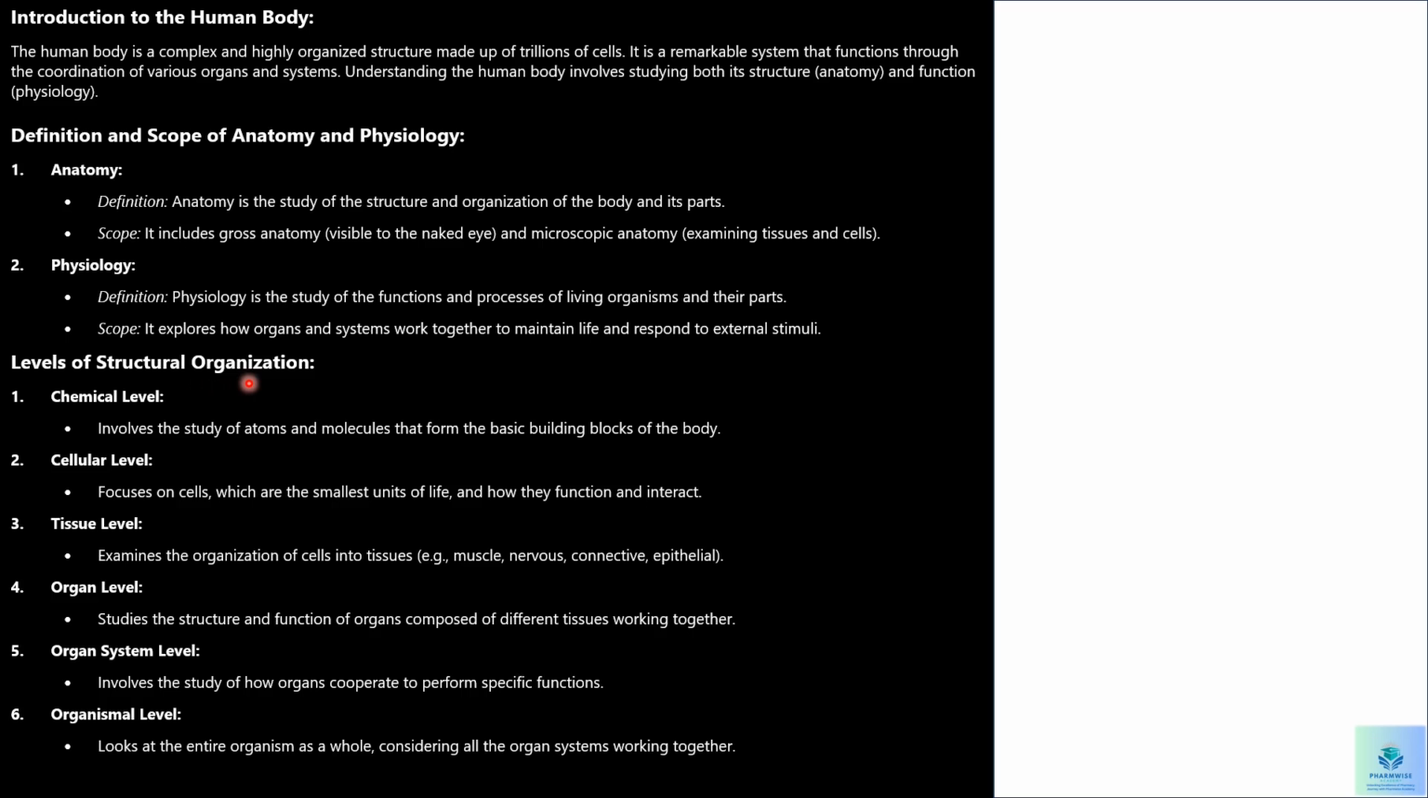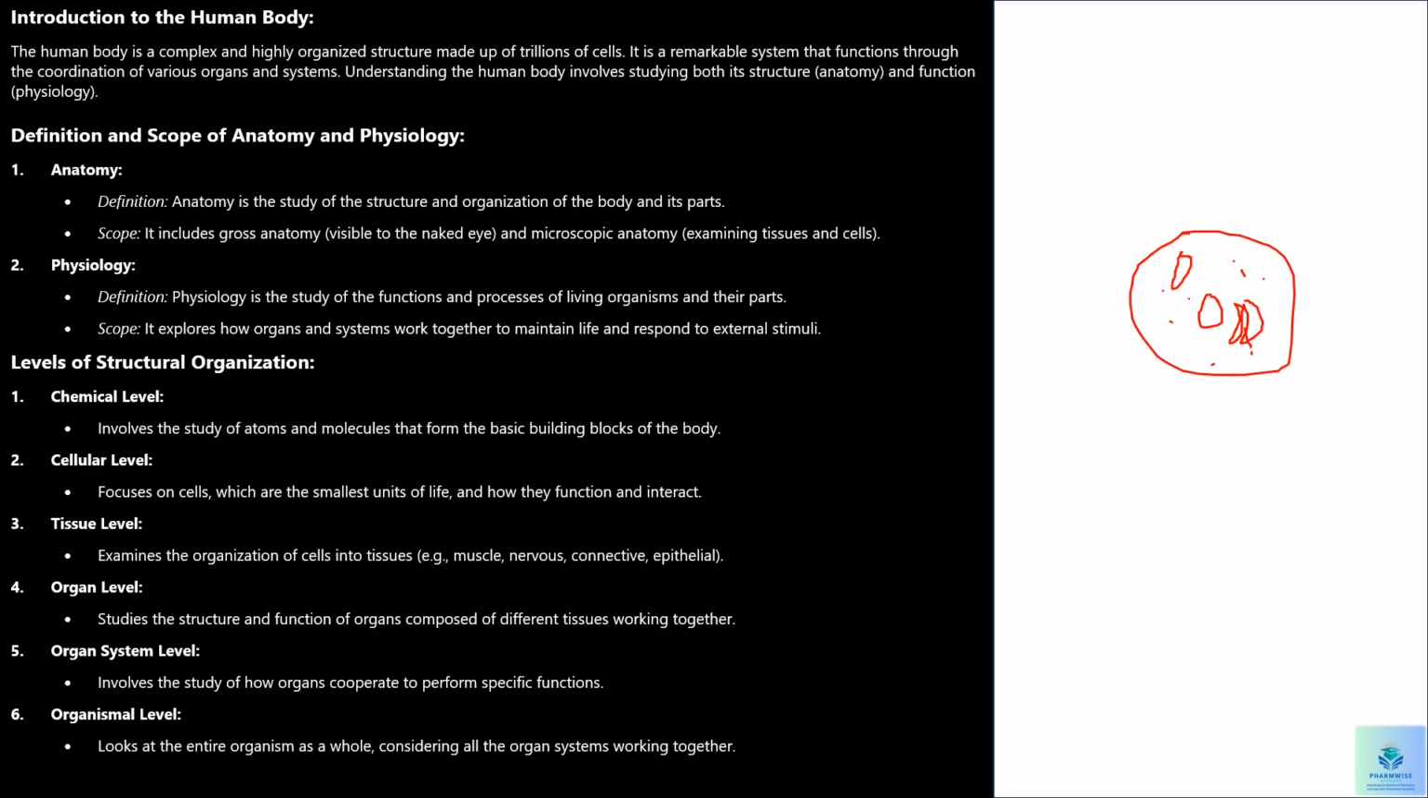Then comes the levels of structural organization. Till now we knew that the cell is the basic structural and functional unit of life. But when we look inside the cell, for example, if I draw a cell, this is the nucleus, this is the mitochondria, these are the ribosomes, and smooth endoplasmic reticulum, rough endoplasmic reticulum, etc. This is the cell, the basic structural and functional unit of life.